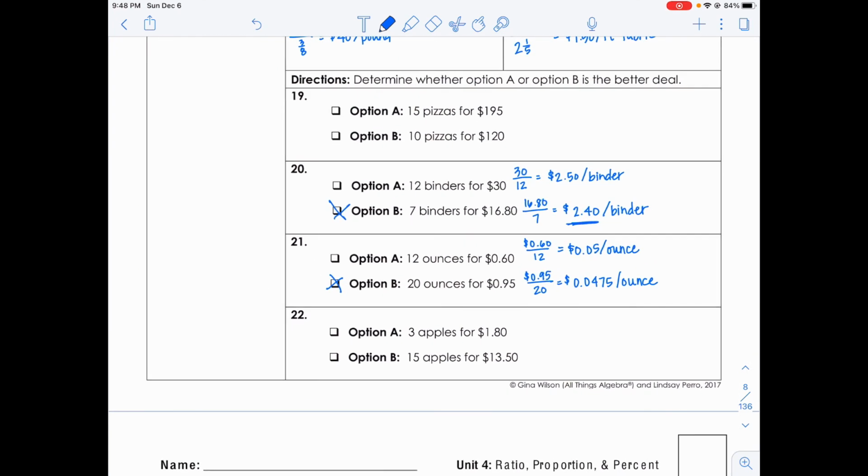All right, go back and do 19 and 22 on your own. Pause the video, do them on your own, and when you are finished, unpause the video and check your work with mine.